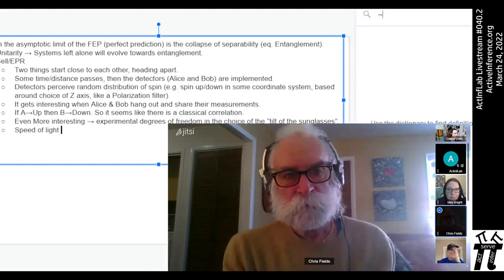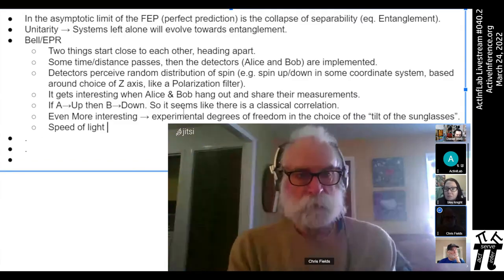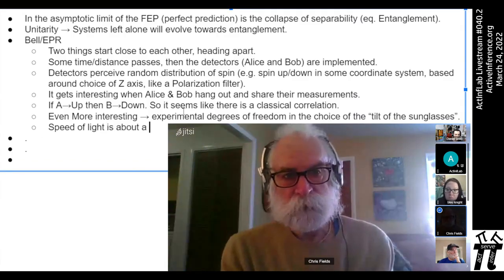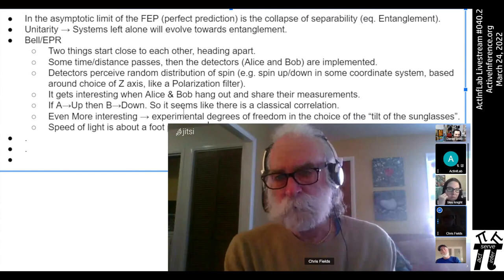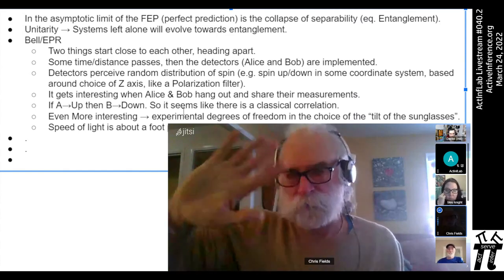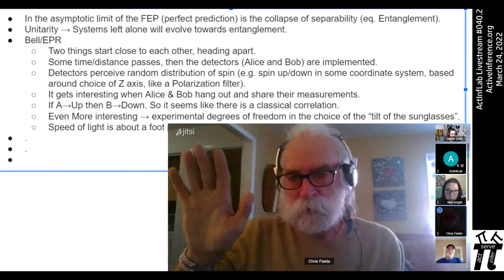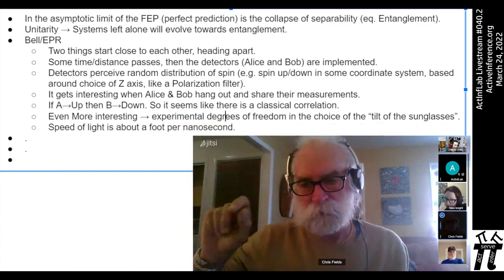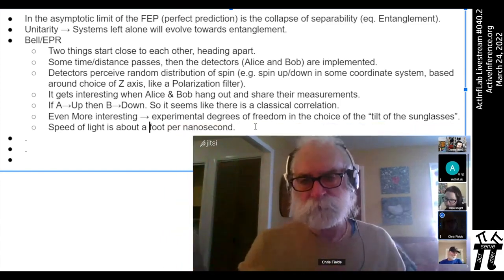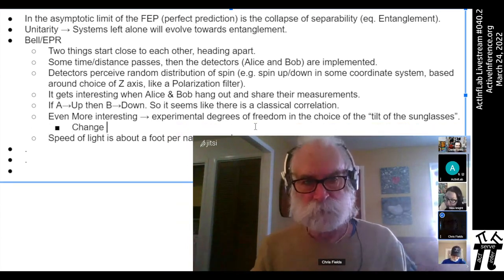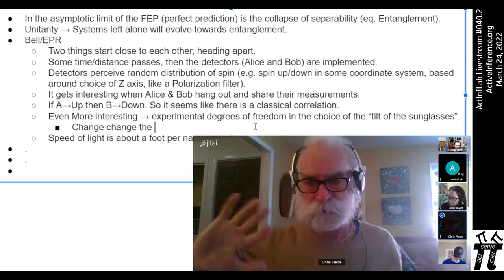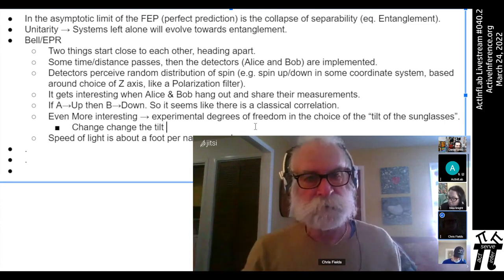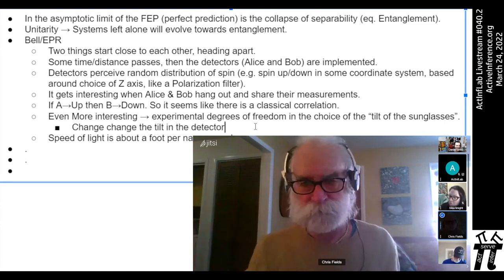The trick in this experiment is that Alice and Bob can change the direction of their detector within the time it takes for the entangled pair to get from the source to the detectors. So if it takes 10 nanoseconds to get from the source to the detectors, they have to be able to change their detectors within 10 nanoseconds. So that's why you want detectors that are far apart.